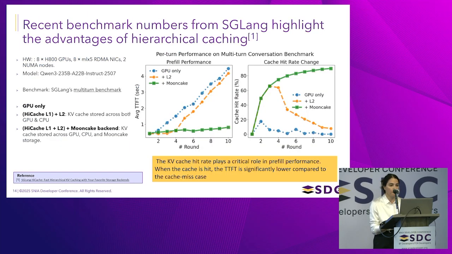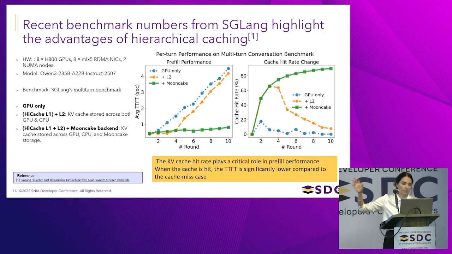inference in production. There are also recent benchmark numbers coming from SGLang that highlight the advantage of hierarchical caching that includes the remote storage. Here they look at 3 use cases: the GPU-only use case, the GPU plus CPU use case, and the GPU, CPU plus storage use case. They run this on 8 H800 GPUs, they run the model Qwen3 235 billion parameters, and they run a multi-turn benchmark.